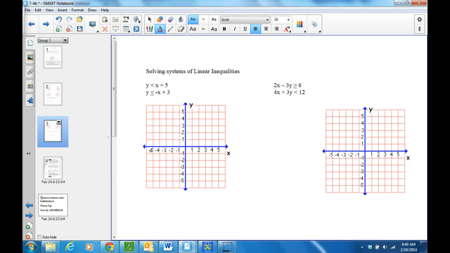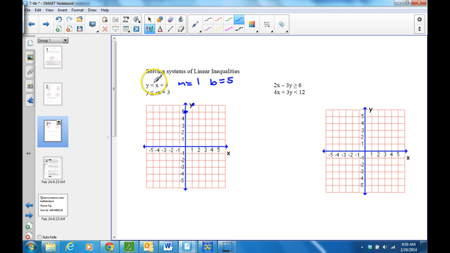So, graphing a system of linear inequalities. First, we'll graph this first one. So y equals x plus 5. What is my slope in that case? It's 1, right? Or 1 over 1. And my intercept? 5. So first I'm going to graph 5. I have a slope of 1, so it's a rise of 1 and a run of 1.